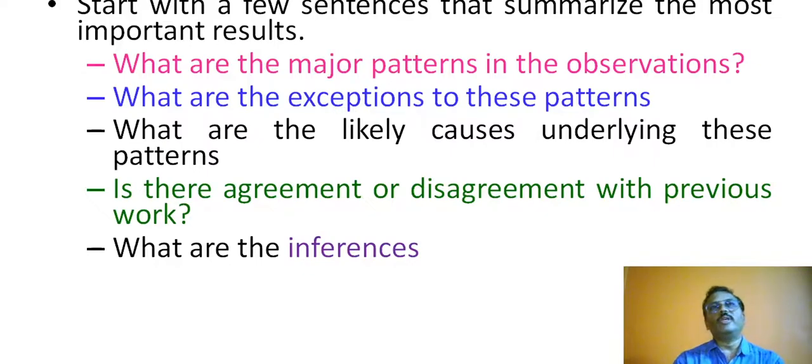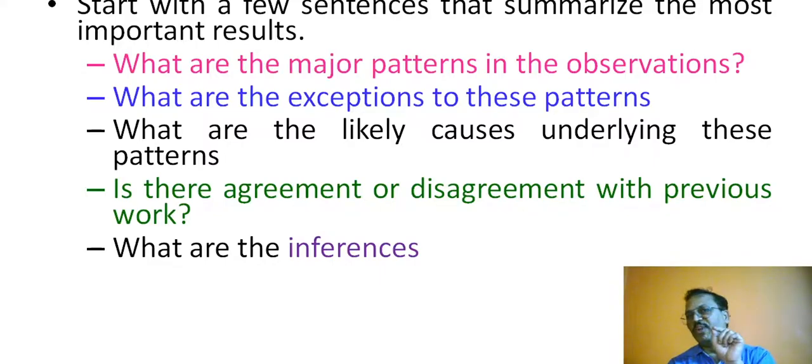So what you have to mention: what are the major patterns in your observations? What are the exceptions to these patterns? Usually exceptions will happen. Try to identify them, try to mention them, try to find justifications for them. Is there agreement or disagreement with the previous work? In what way is your work different?